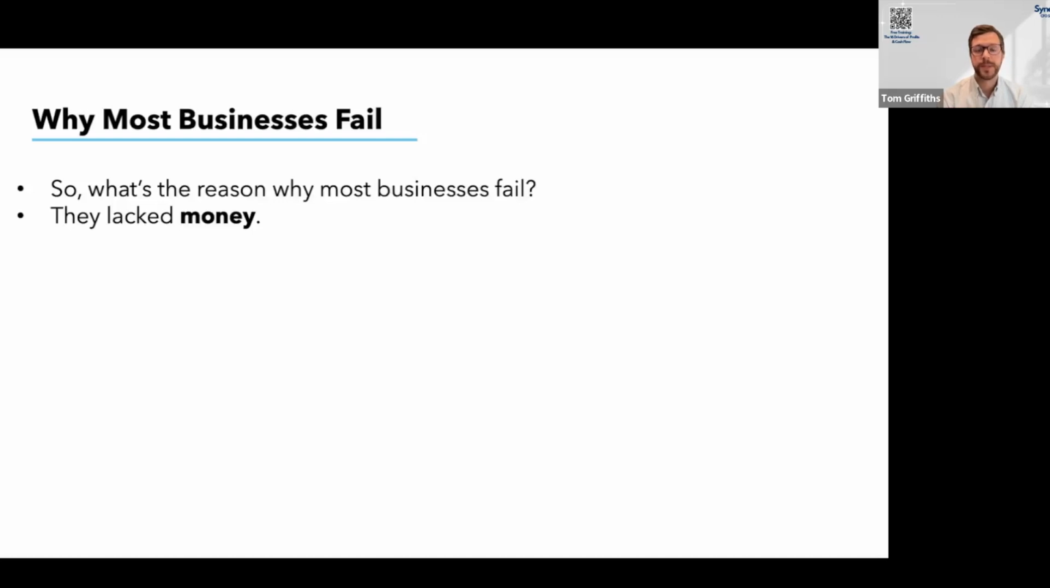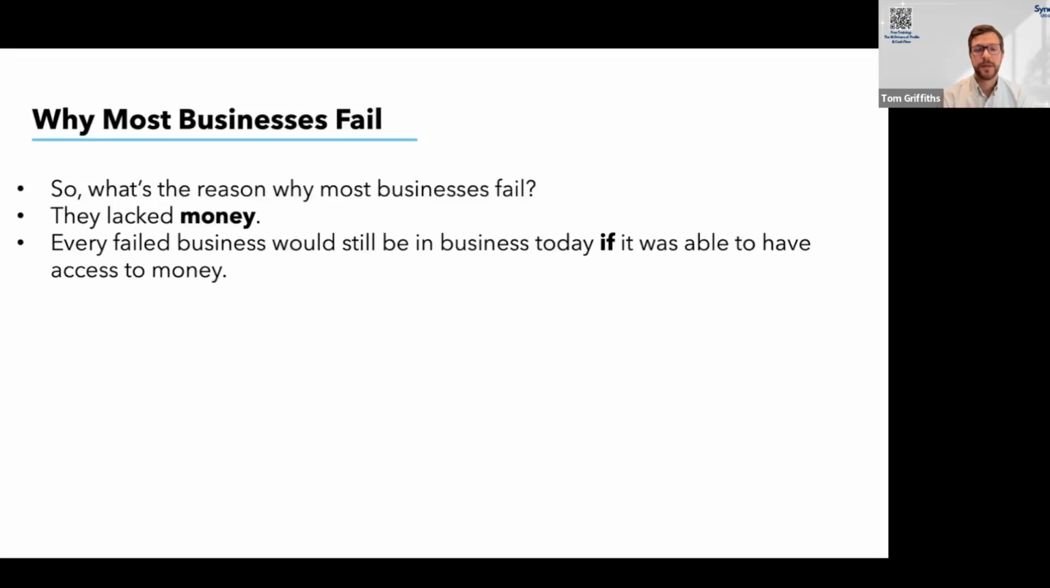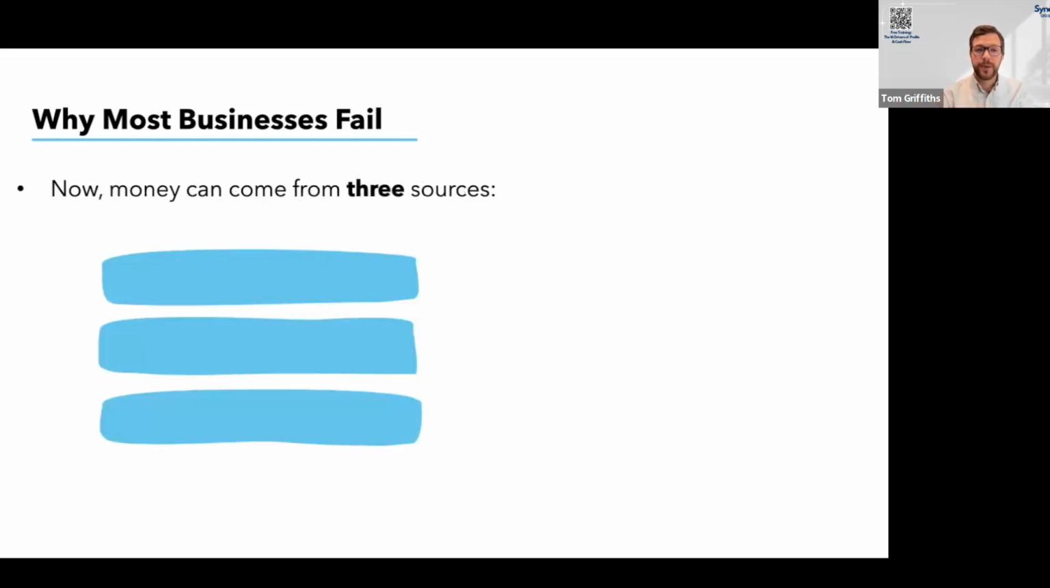No business owner is going to close down a business that is generating enough cash. If a business is generating enough cash, that cash can be used to solve any problem in a business. Now, where do we get cash from?